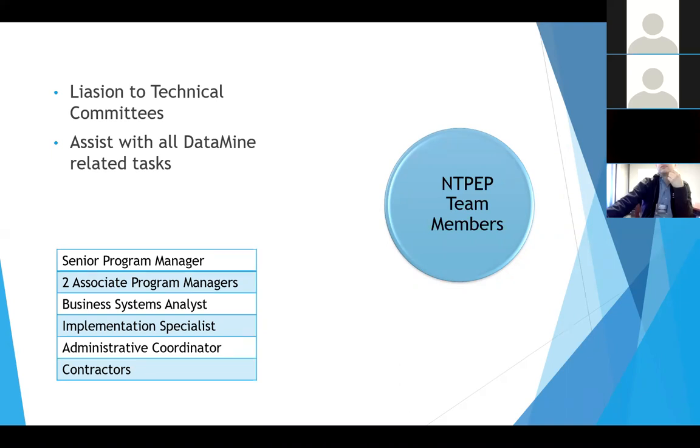Those of you who are familiar with this program realize that data mine does act as the nucleus of NTPEP. So one of our big priorities internally is to make sure that not only are we carrying out the tasks as it relates to being a liaison for each of the technical committees, we're making sure that our data mine system functions correctly.